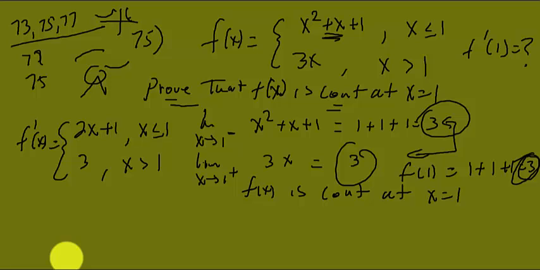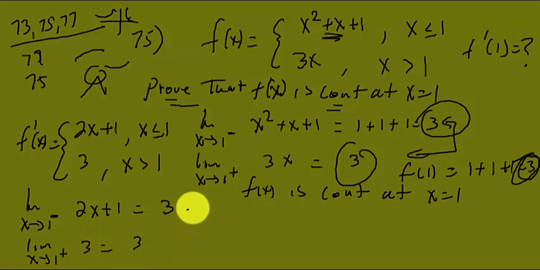Now you have to check and see if the derivative is the same from both sides. So I take a limit as x goes to 1 from the left side. Which one do I use for that one? 2x plus 1, which is going to give me 3. Then limit as x goes to 1 from the right side. Which one do I use on that one? 3, which is 3. So far, so good.